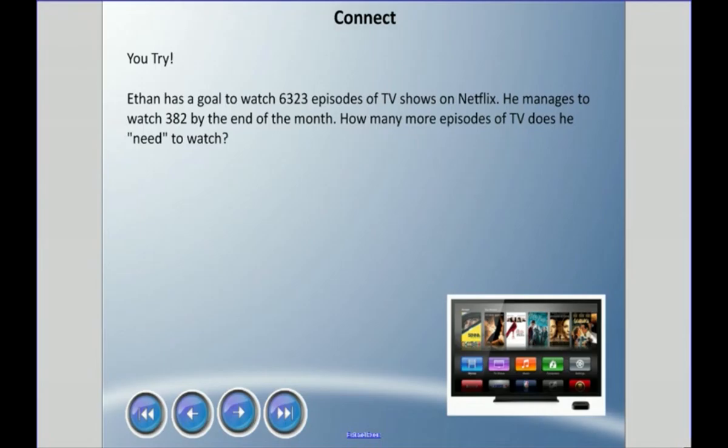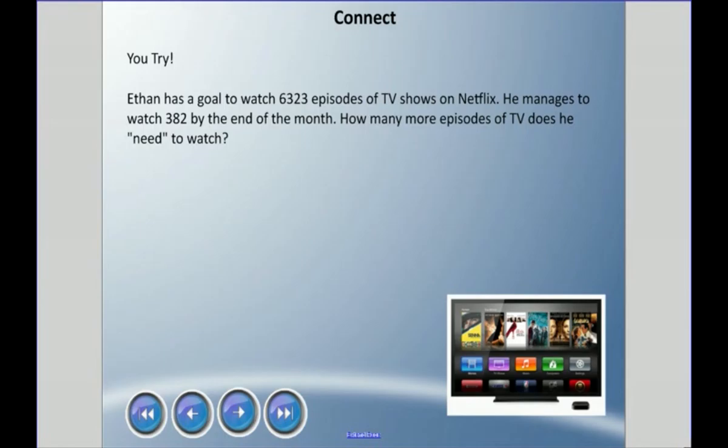All right, I'm going to get you to try one here. Ethan has a goal to watch 6,323 episodes of TV shows on Netflix. He manages to watch 382 by the end of the month. How many more episodes of TV does he need to watch? Now, this is obviously a ridiculous question. It's probably not even possible, but let's just go with it. So, using one of the strategies I showed you, try and get the exact answer here.